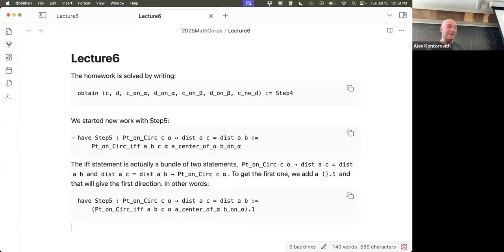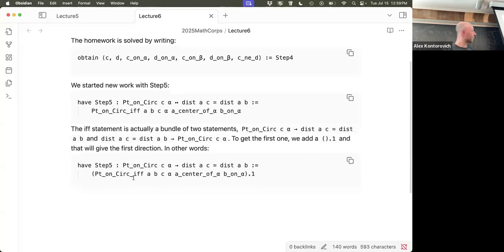Okay, so we started new work by having step 5, which is point on circ if and only if we fed it A, B, C, we fed it alpha, we fed it that A is the center of alpha, we fed it that B is on alpha. And we got that the point C is on the circle if and only if the distance from A to C is equal to the distance from A to B. So far, so good?